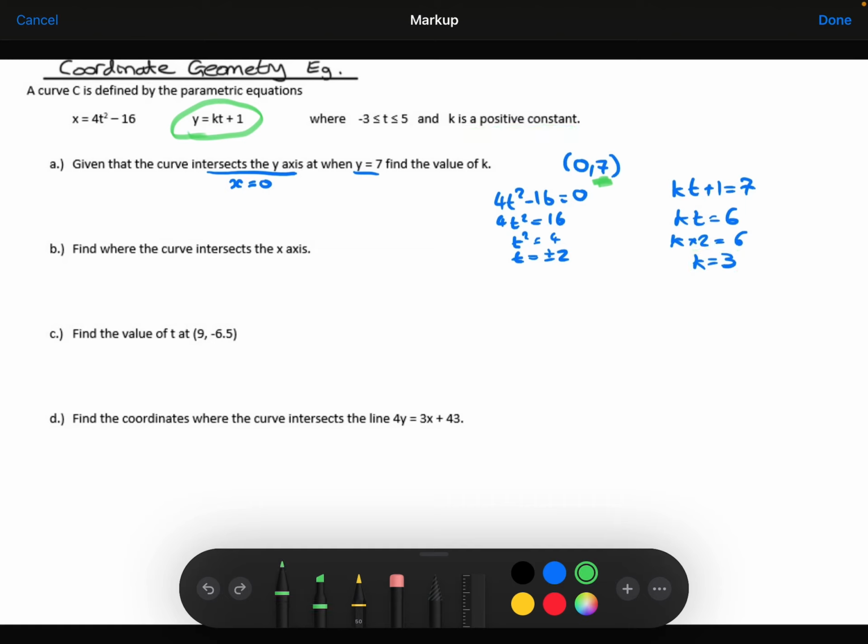If actually I had chosen t to be minus 2, I'd have had k times minus 2, which would have been 6, which would have meant that k would have had to have been negative 3, which wouldn't have been sensible for this question. So that's how I worked out the value of k.